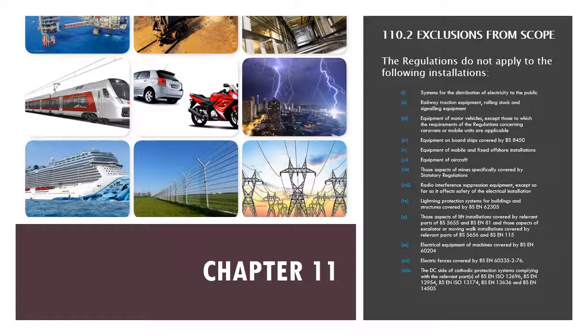There are exclusions from the scope of the book as well. Things like distribution of electricity to the public, equipment on board ships, equipment on board aircraft. The list, 110.2. If you get an exam question saying what is excluded or is the following excluded, here it is, 110.2.